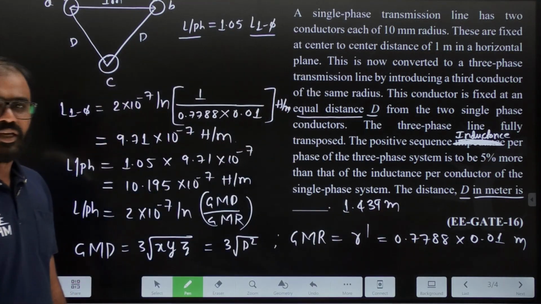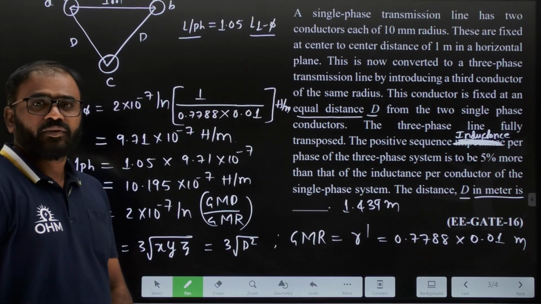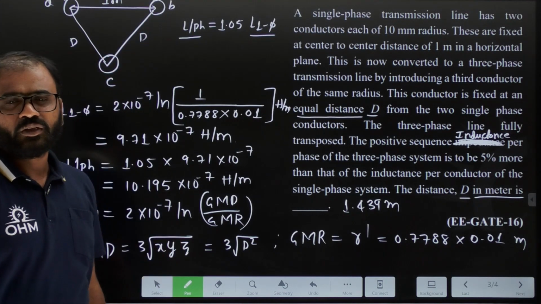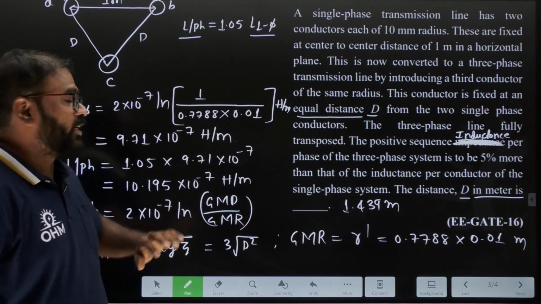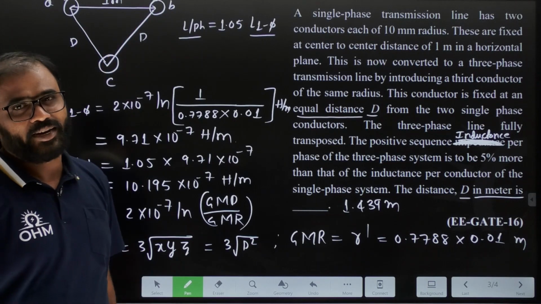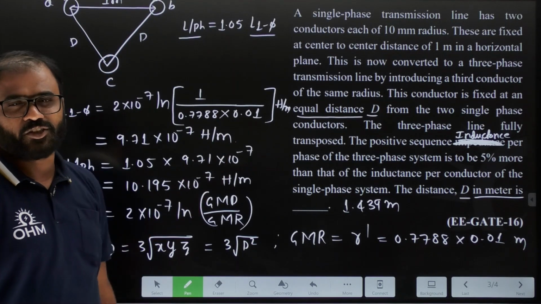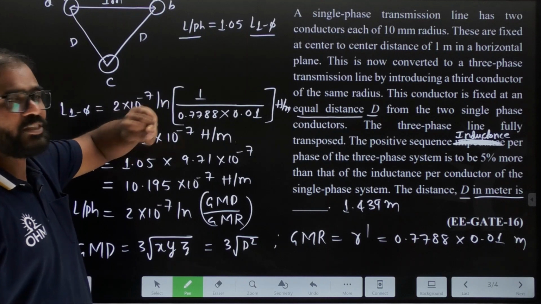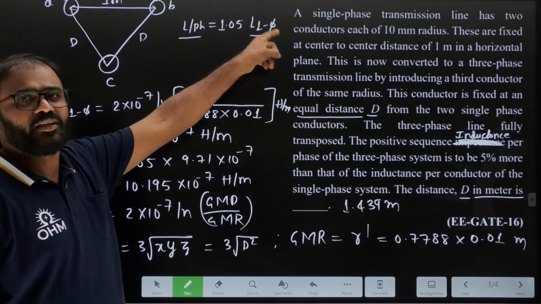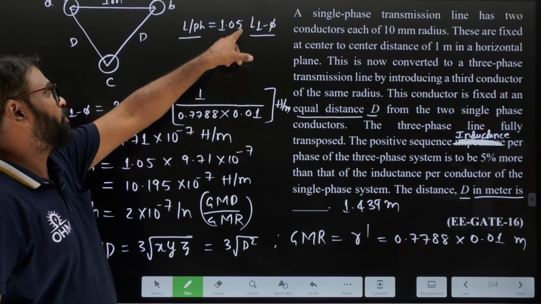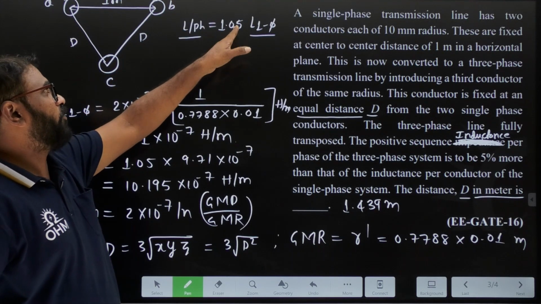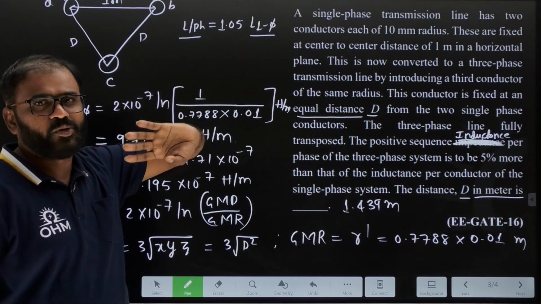Clear? See again, let's see what is given here. It is mentioned there are two conductors forming a single phase system, and what else is mentioned is a third conductor is introduced, at the same distance from the existing two conductors, so as to form a three phase system. And inductance per phase of a three phase system is 1.05 times the inductance per conductor of a single phase system. So inductance per conductor you can directly calculate from the given data. Now inductance per phase we can calculate as 1.05 times that value.